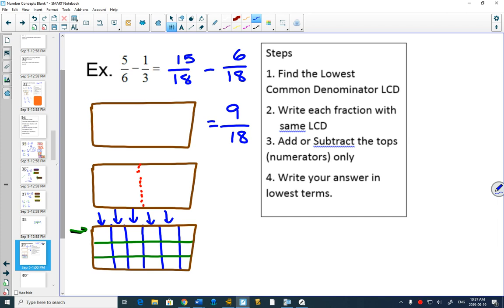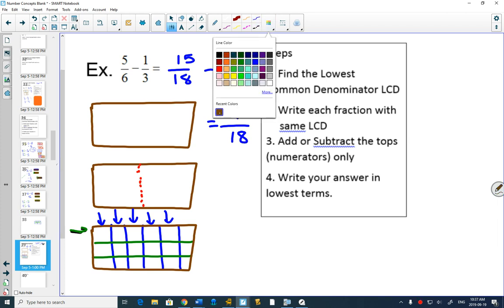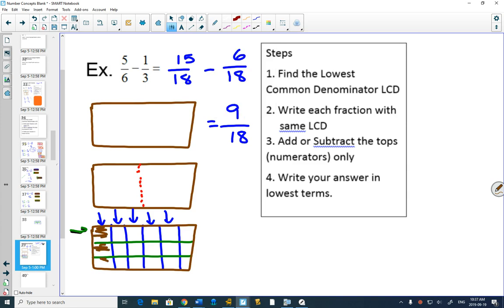Can you see if I shade in 9 out of the 18 of these pieces? 1, 2, 3, 4, 5, 6, 7, 8, 9. Can you see that that is still equal to half your chocolate bar? And when we write our answer in lowest terms, we get the same answer whether we use one technique or another.